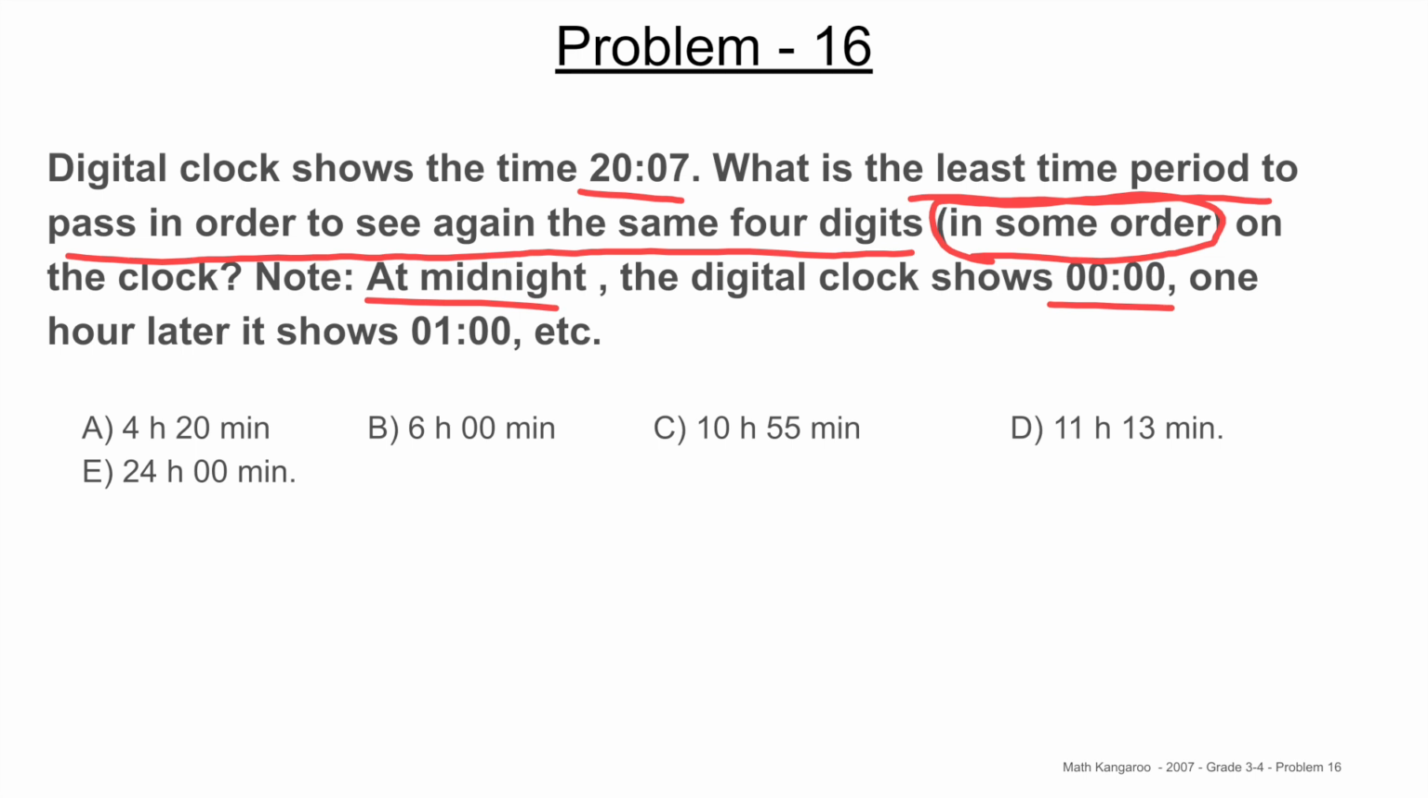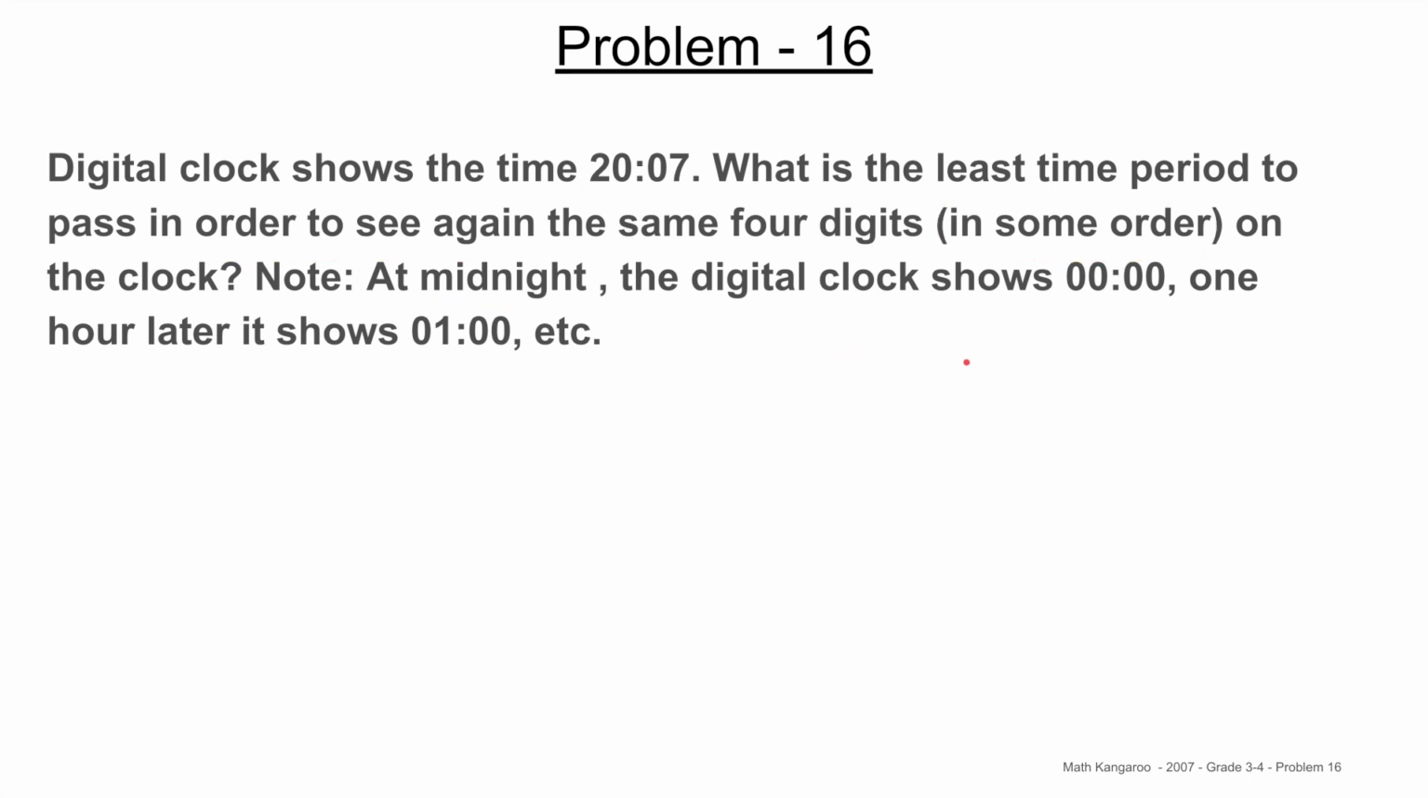Imagine your digital clock shows 20:07 and we need to figure out the next time we will see the same four digits, 2, 0, 0, and 7, on the clock. Now let's break it down step by step. The first thing to know is that our digital clock shows time in hours and minutes. The hours go from 0 to 23, and the minutes go from 0 to 59.